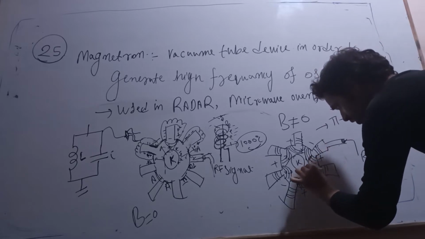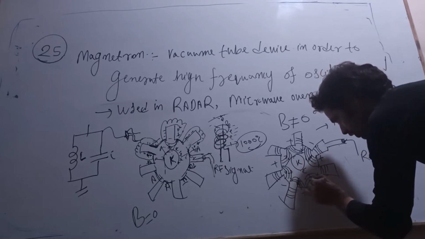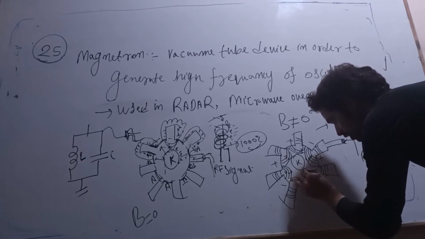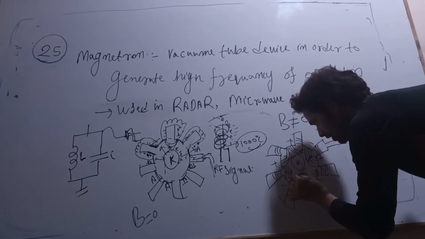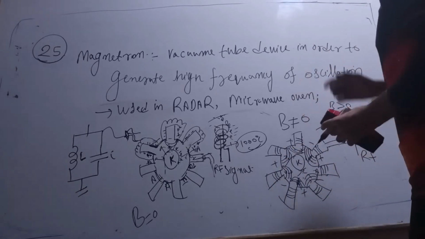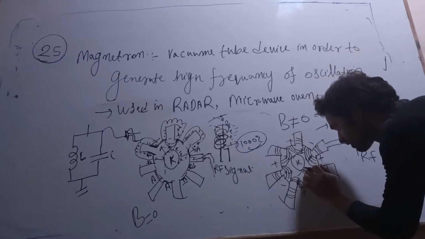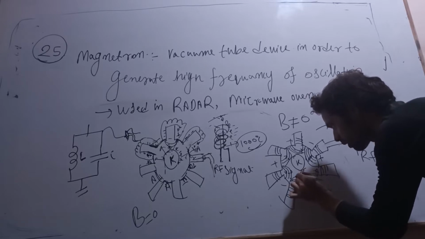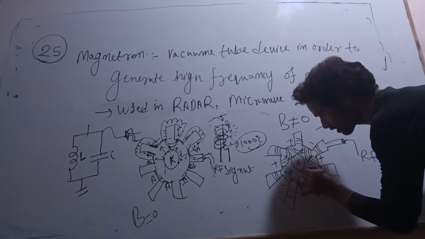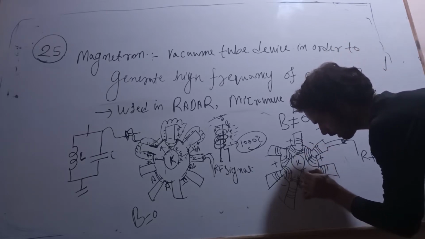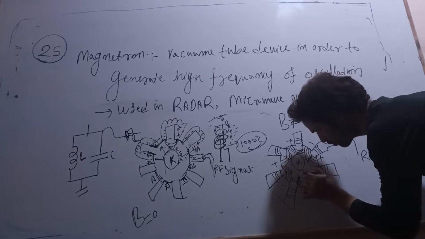Now when this electron moves toward the anode, it will not move in a straight path, because its movement will be somewhat deviated by the magnetic field. The magnetic field will apply some force to this electron, and the movement of the electron will get deviated by a small amount. It has deviated like this. If the magnetic field is not there, it will directly move like this.